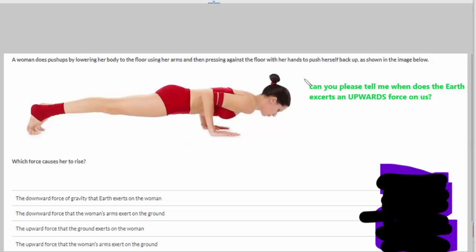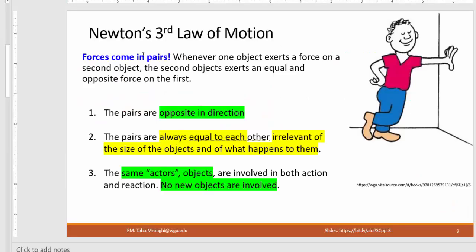So what does this woman do? She pushes against the floor. Now, if you think of Newton's third law of motion, all forces come in pairs. Whenever one object exerts a force on a second object, the second object exerts an equal and opposite force on the first. These pairs are always opposite in direction. When one is up, the other is down. They are always equal to each other, irrelevant of the size of the objects and what happens to them. It does not matter if one is large, one is small, or they are equal in size. The forces are equal to each other, always, the action and reaction.